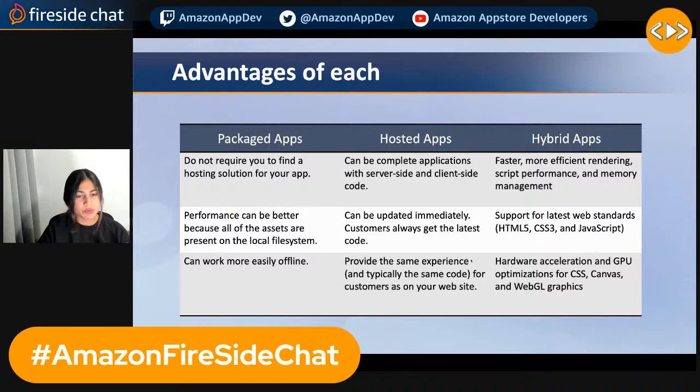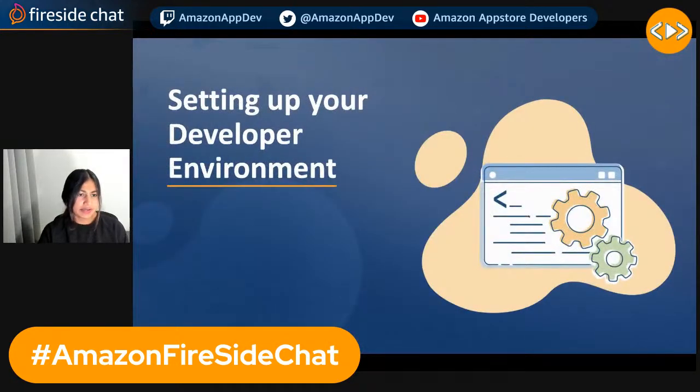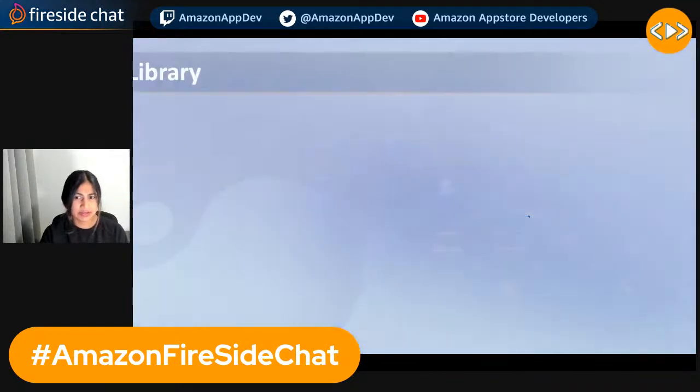And I think what's best when developing your web app for tablet is to figure out what works best for you, which of these three would make the most sense for your application. So how do we get started with developing our web application? The first step would be to get our dev environment set up. So how do we do this?